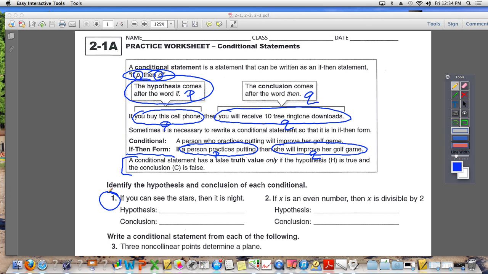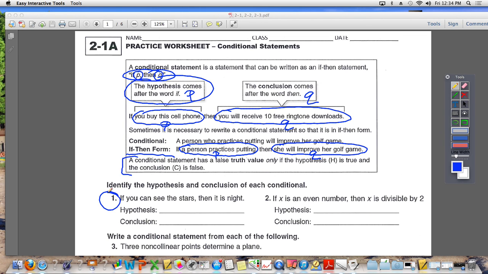You can see the stars. The conclusion is it is night. Are we okay with that? We have a counterexample. What's our counterexample? You can see the sun when it's not night. Yes? Wouldn't it be night on the other side though? So it would be night for her.